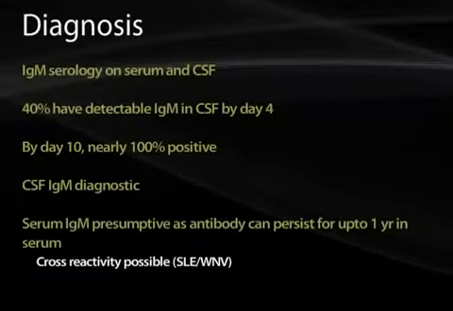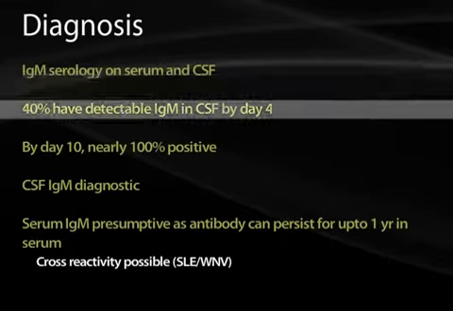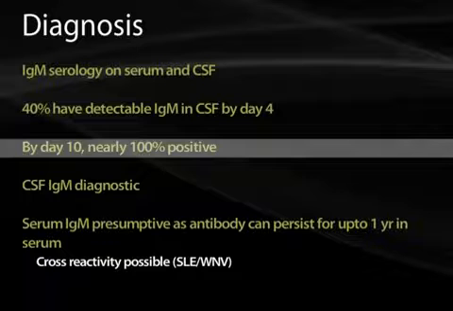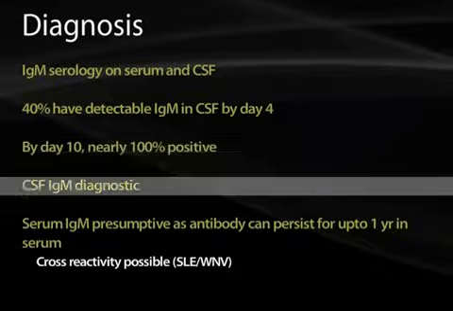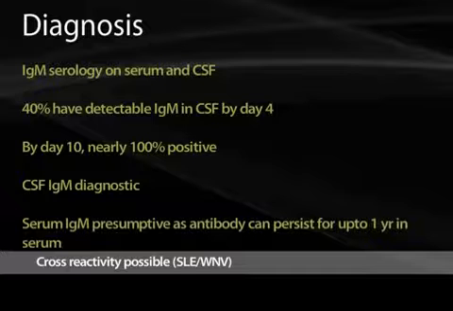The diagnosis often depends on IgM serology on serum and CSF. 40% of these have detectable IgM in the CSF by day 4. By day 10, some people are nearly 100% positive. If you can find IgM in the CSF, that'll be diagnostic. Serum IgM is presumptive, as antibody can persist for up to 1 year in serum. Cross-reactivity is also positive with St. Louis encephalitis virus and West Nile virus.